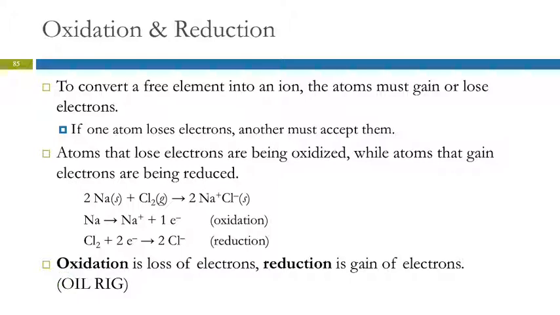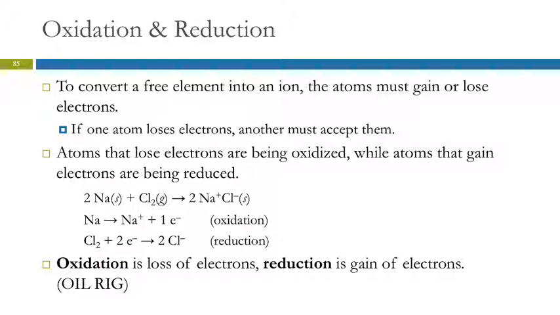Oxidation is loss of electrons. Reduction is gain of electrons. So if we look at this, here we have sodium going to sodium ion plus electron. It lost an electron. Oxidation is loss of electrons. Reduction is gain of electrons. So here the chlorine molecule is gaining electrons. That's reduction.